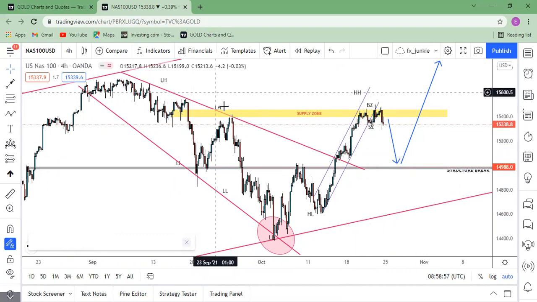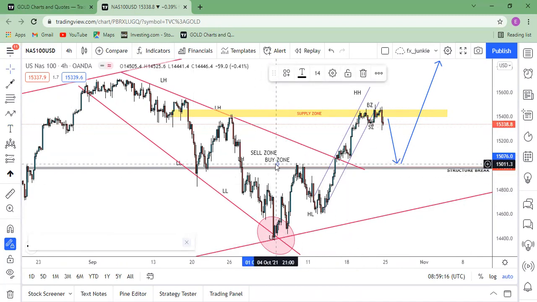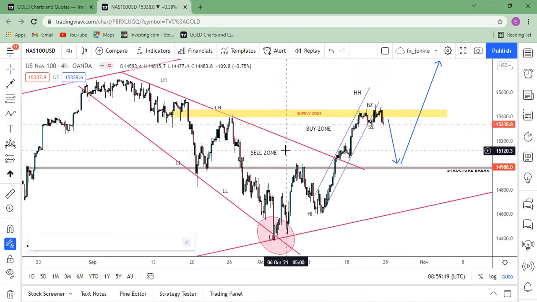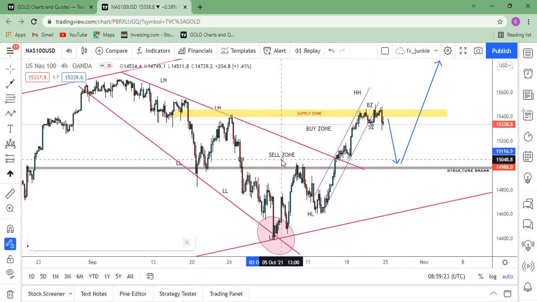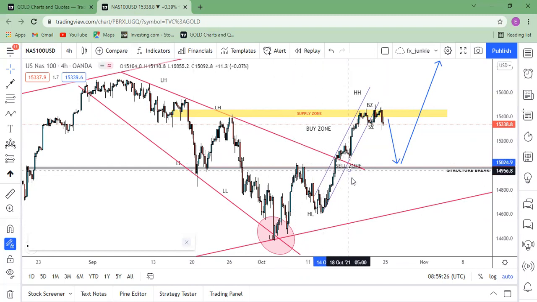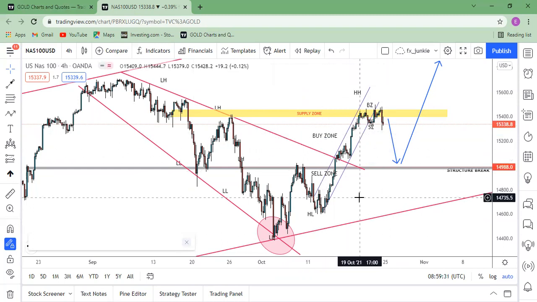We need to retest the top side of the expanding channel because we shifted from a sell zone to a buy zone. Okay. Shifted from the sell zone to the buy zone, and it's also above the structure break, right? So anything below this line is the sell zone, anything above is the buy zone. That's part of the confluence.